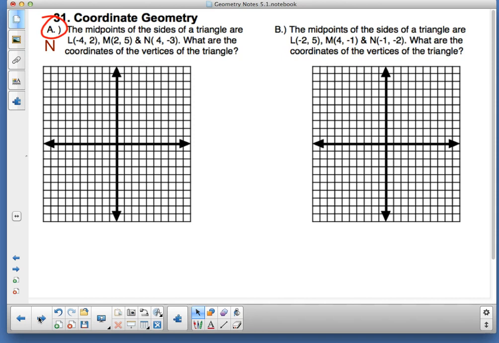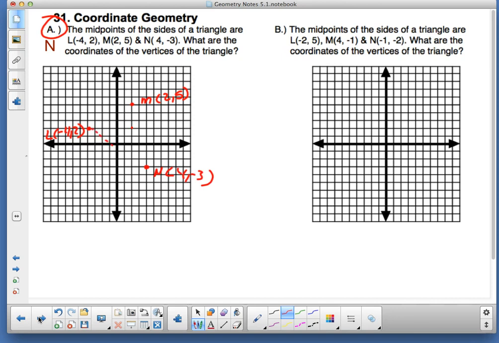I want you to plot L, M, and N. L is negative 4. 1, 2, 3, 4. 1, 2. So L is negative 4, 2. M is 2, 5. 1, 2, 3, 4, 5. M is 2, 5. N is 4, 3. 1, 2, 3, 4. 1, 2, 3. N is 4, negative 3.